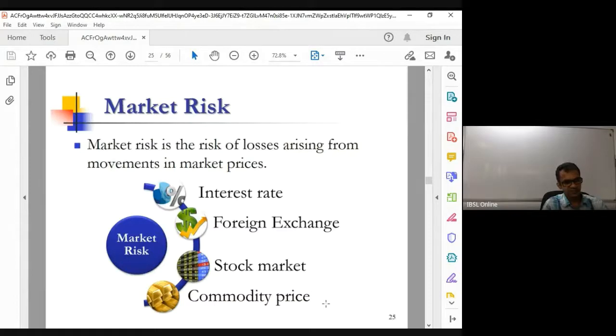Say, if a bank has given a loan to an airline, the airline depends on fuel prices, jet fuel prices. So if the jet fuel price increases, that will have an impact on the operating cost of the airline. That will have an impact on the profitability or the income of that airline, which may affect the payment ability of the loan. So that can happen. That indirect link is also there.